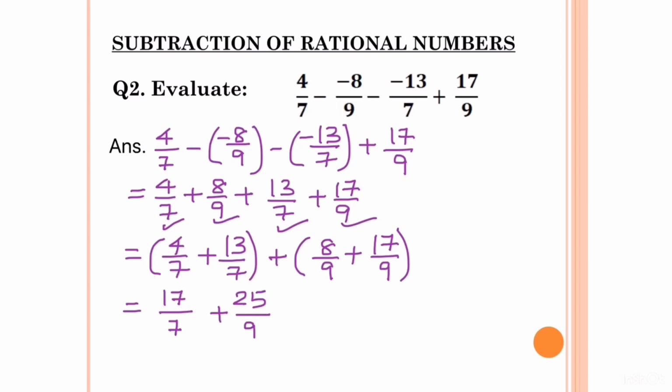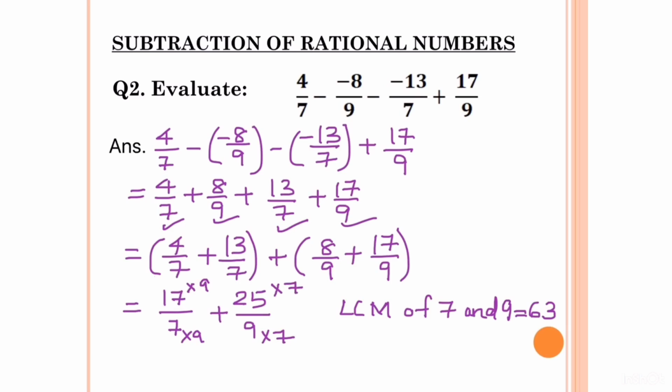Next we will find the LCM of 7 and 9. Now we know that the LCM of 7 and 9 is 63. So 7 times 9 is 63. The same 9 we will multiply even with the numerator. And then 9 times 7 is 63. The same 7 we will multiply even with the numerator.